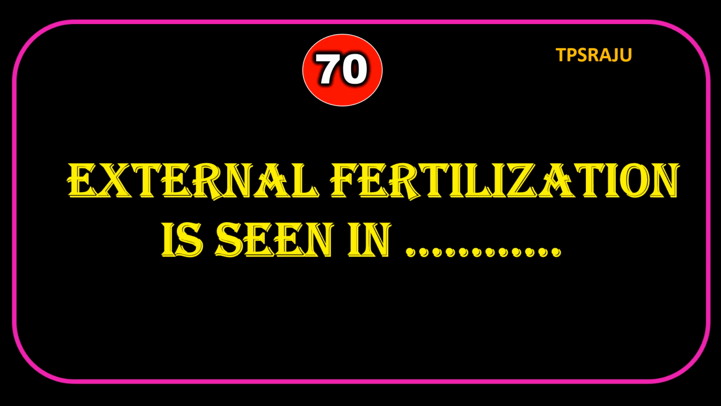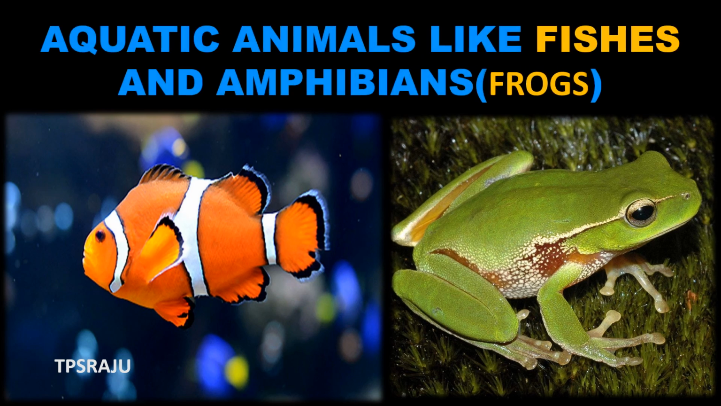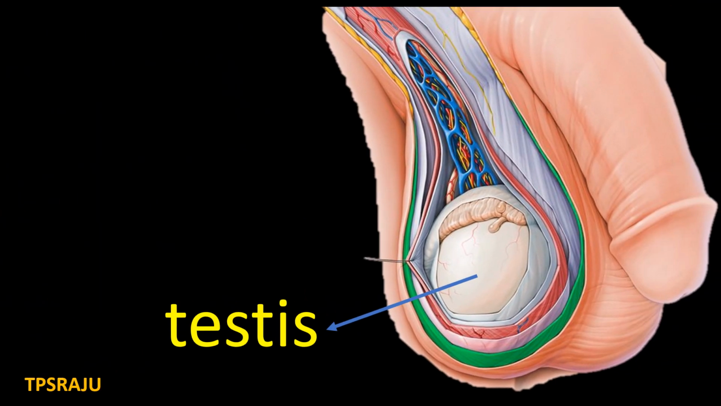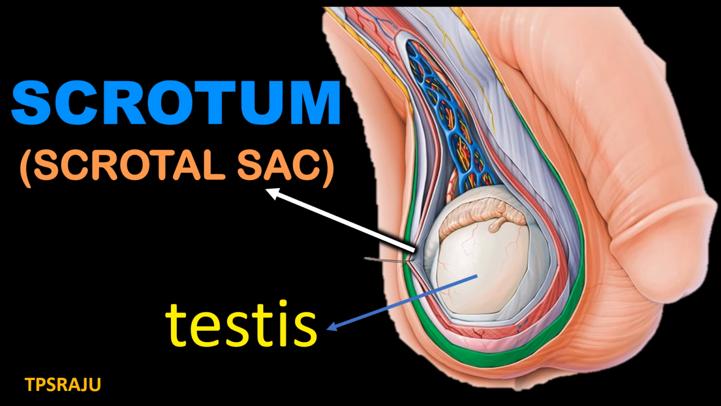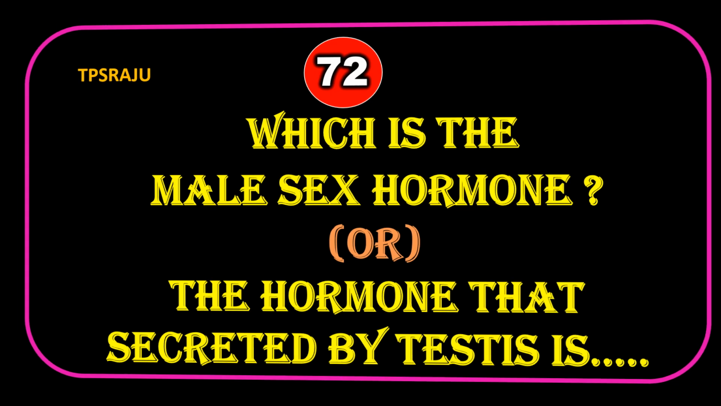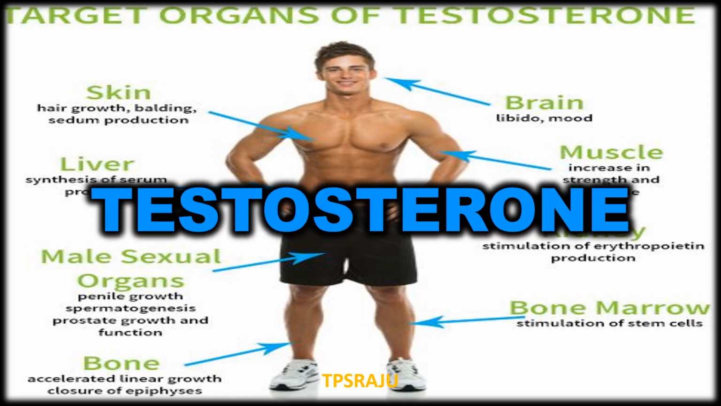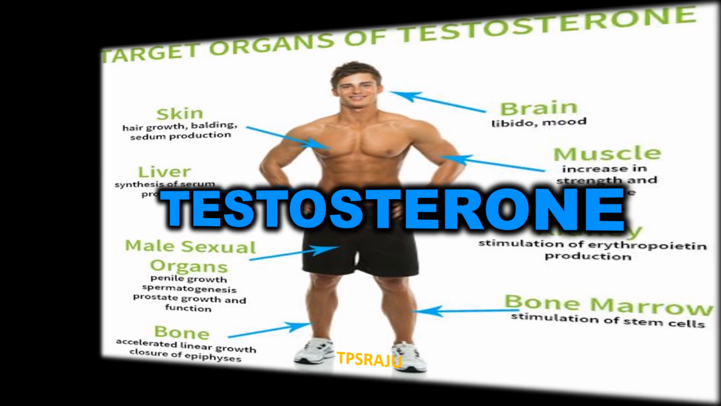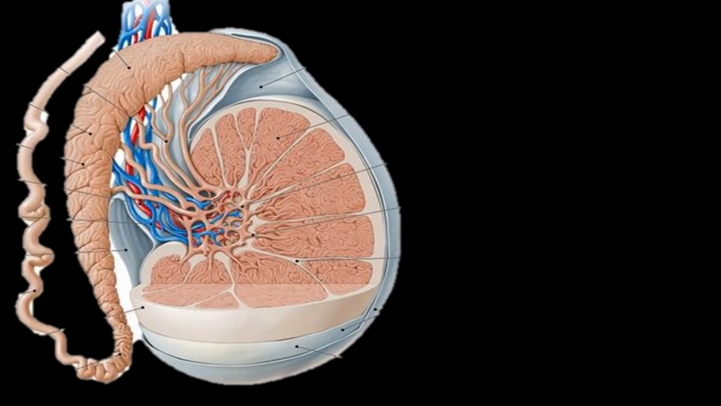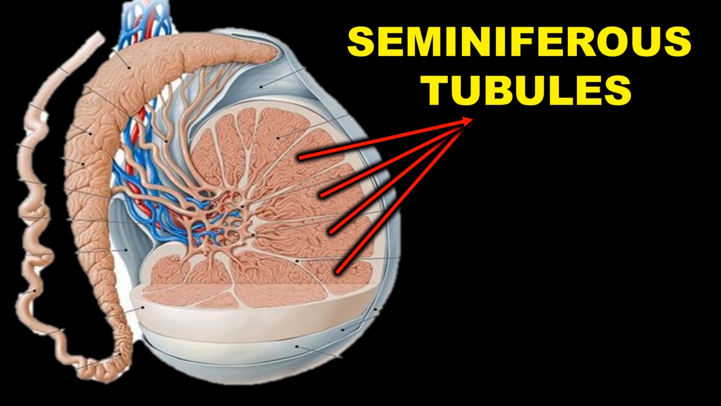External fertilization is seen in aquatic animals like fishes and amphibians. Testes are located outside the abdominal cavity within a pouch called scrotum or scrotal sac. Which is the male sex hormone, the hormone that is secreted by testes? Testosterone. Sperm cells are produced in seminiferous tubules present in testes.